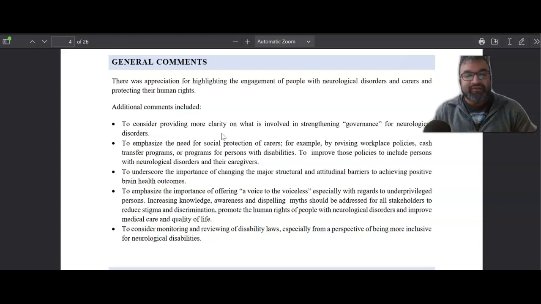of this global action plan, which is the importance of offering a voice to the voiceless, especially with regards to underprivileged persons. Increasing knowledge, awareness, and dispelling myths should be addressed for all stakeholders to reduce stigma and discrimination, promote the human rights of people with neurological disorders, and improve medical care and quality of life. I think that comment sums up everything in this document. Thank you for listening.